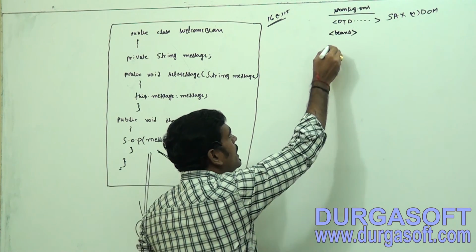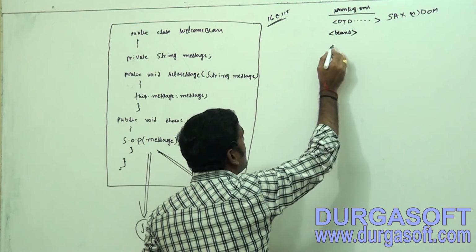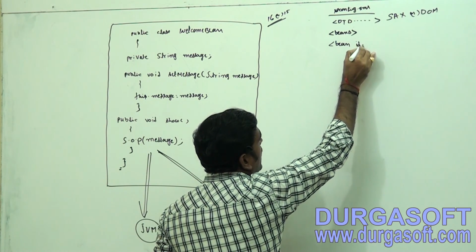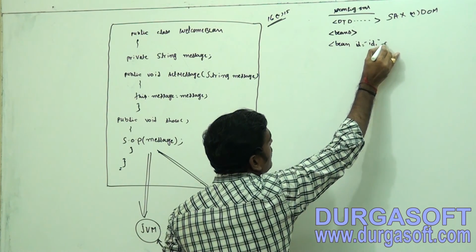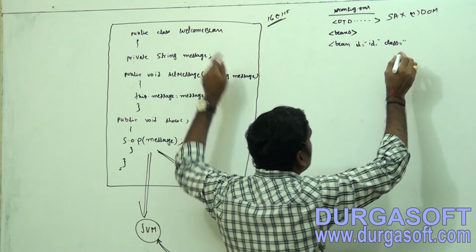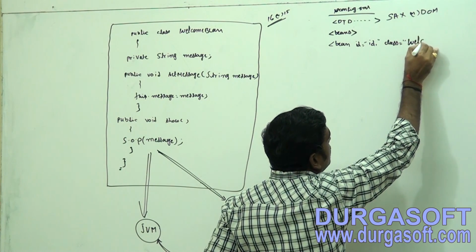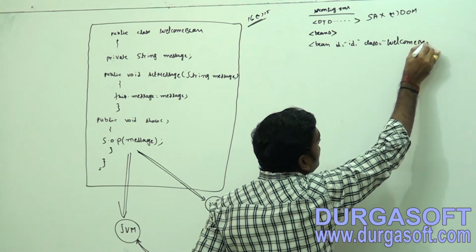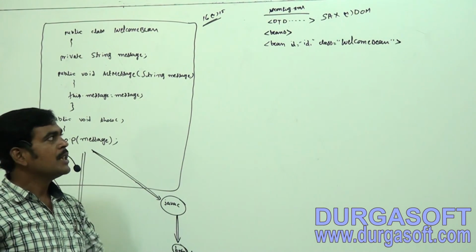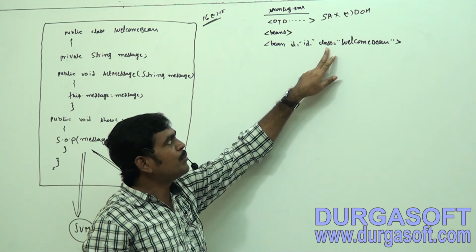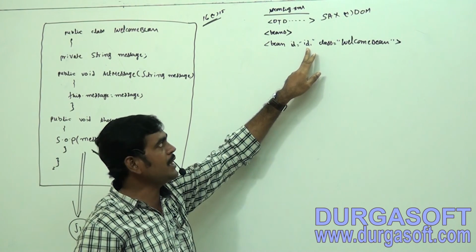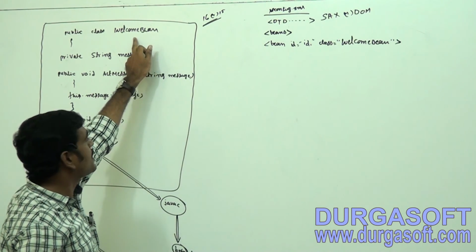Under that, if we want to configure any bean, what do we take here? We take the sub element called bean. Bean id is equal to id1, class is equal to WelcomeBean. Here id and class are both attributes. The id can be id1 or id2, your choice, any name you can take, but the class name must be the same as the actual class name.